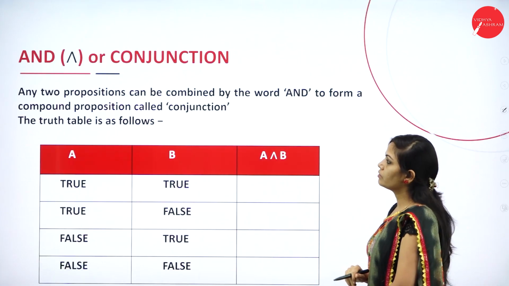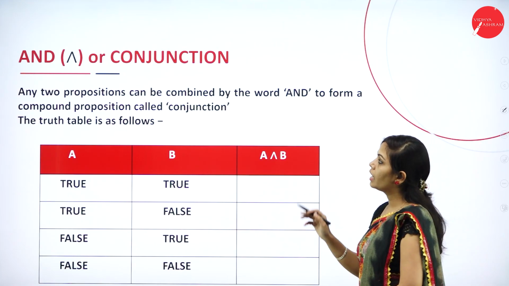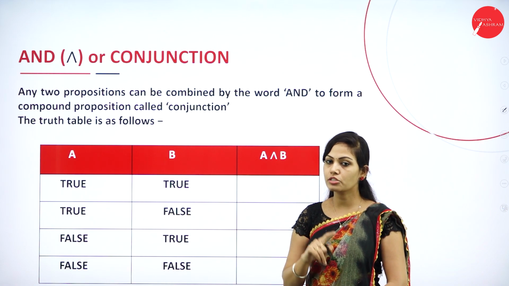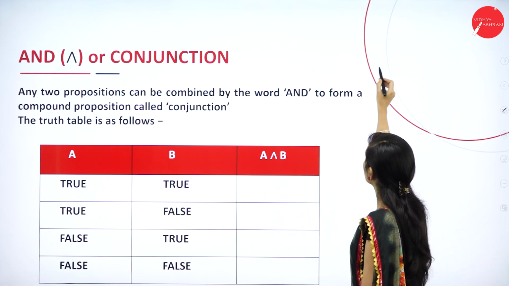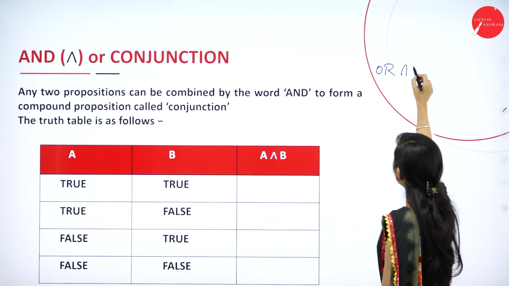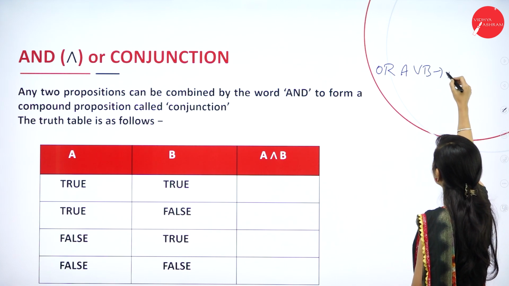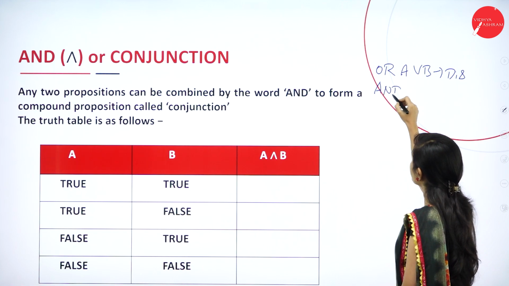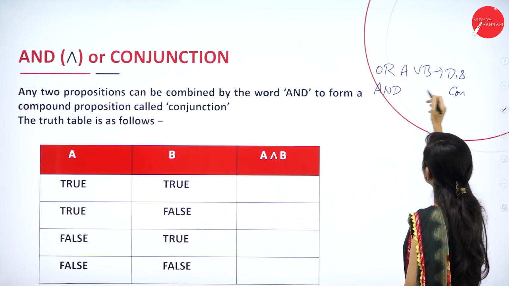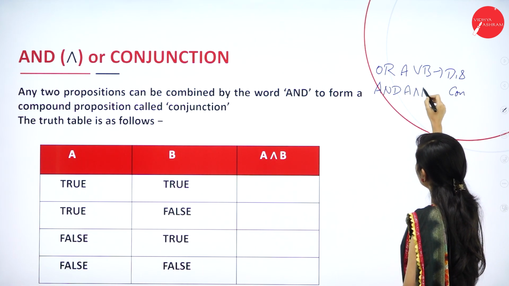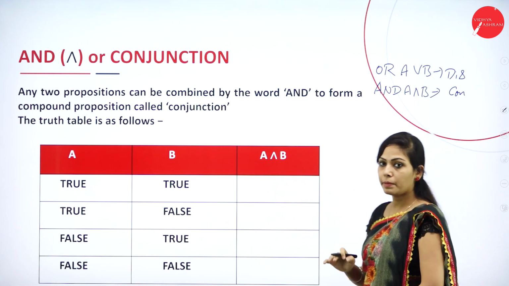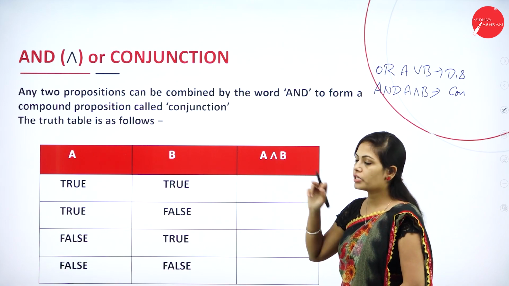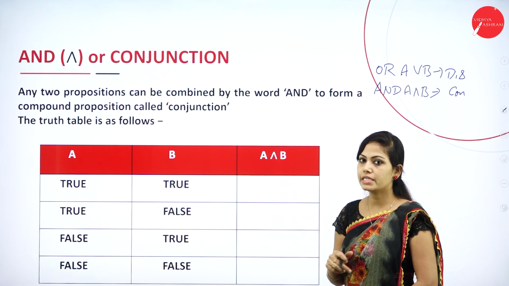And the second one we have is the AND operator. AND is called conjunction. So disjunction means it is OR. The symbol is A or B. This is disjunction. And conjunction is AND, so the symbol is A and B. Keep in mind, don't forget this concept: AND operator is conjunction, OR operator is disjunction.